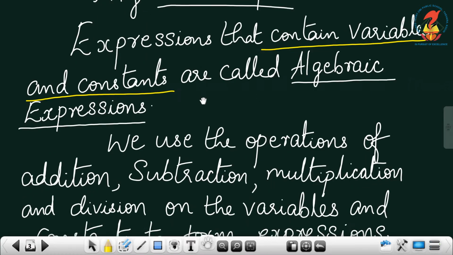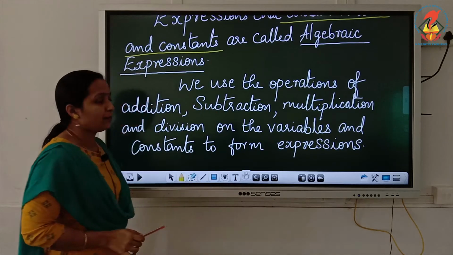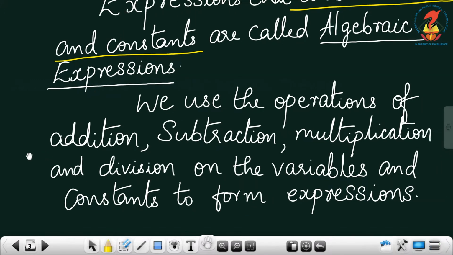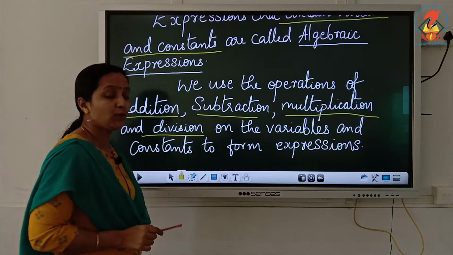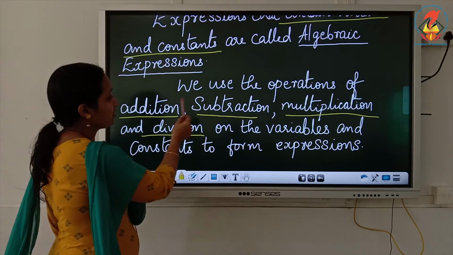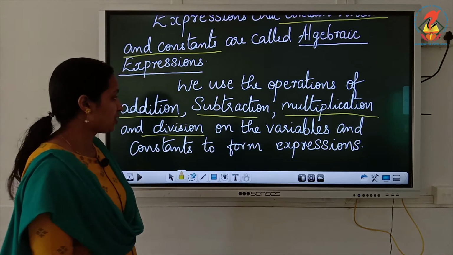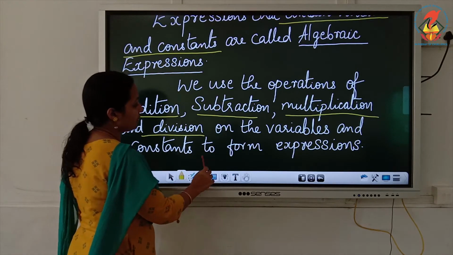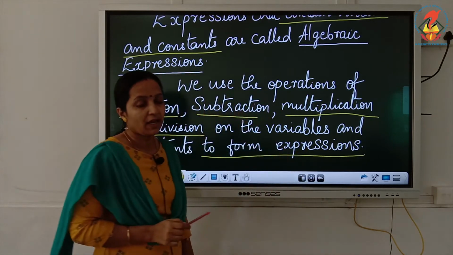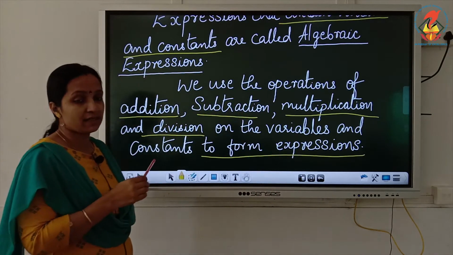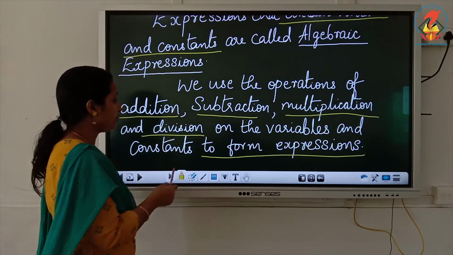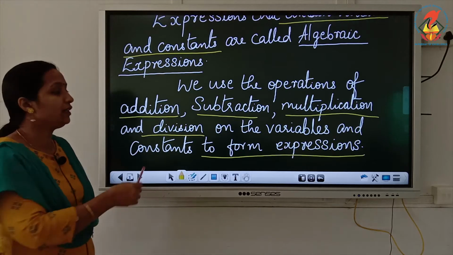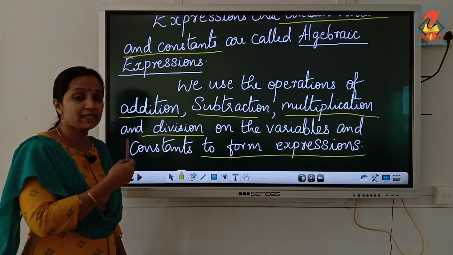And we use the operations of addition, subtraction, multiplication and division, which are the 4 arithmetic operations, on the variables and constants to form expressions. I hope it's clear now. For forming algebraic expressions, we will use the 4 arithmetic operations, at least 1 operation.